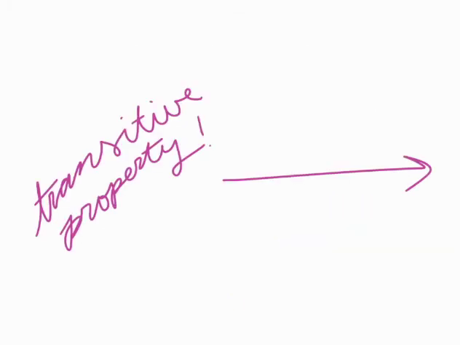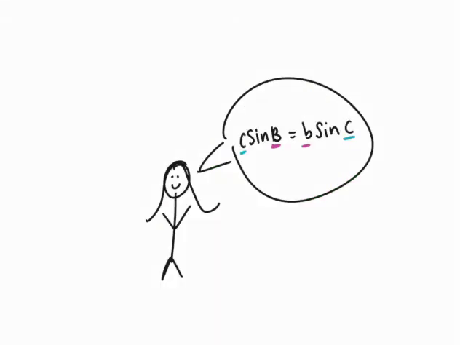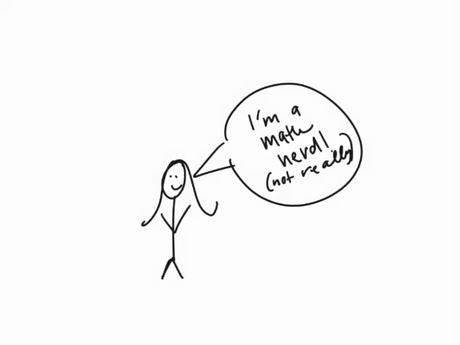Next step, we are going to use the transitive property since they are both equal to D and say C sine of B is equal to B sine of C. Wow. I love how the letters are flipped. It just entertains me. Okay, I'm a math nerd.